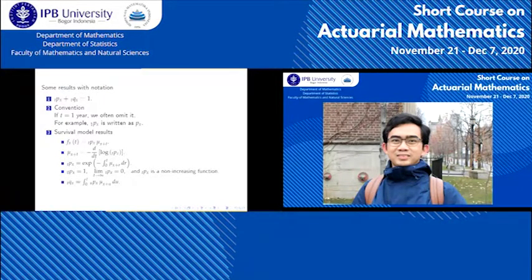And the last result is tqx is equal to the integral from 0 to t of upx times mu x plus u du. Okay, we can prove the last result.